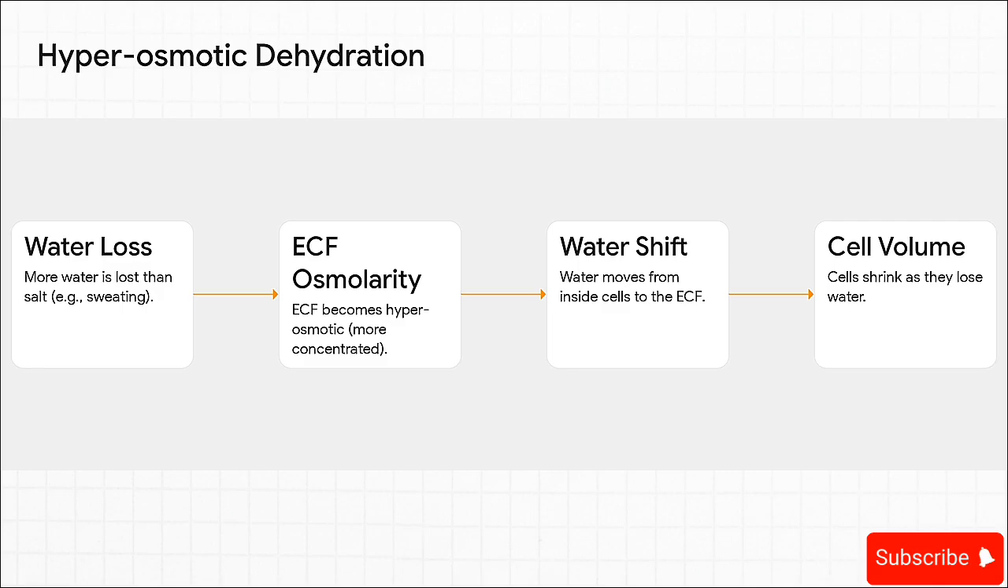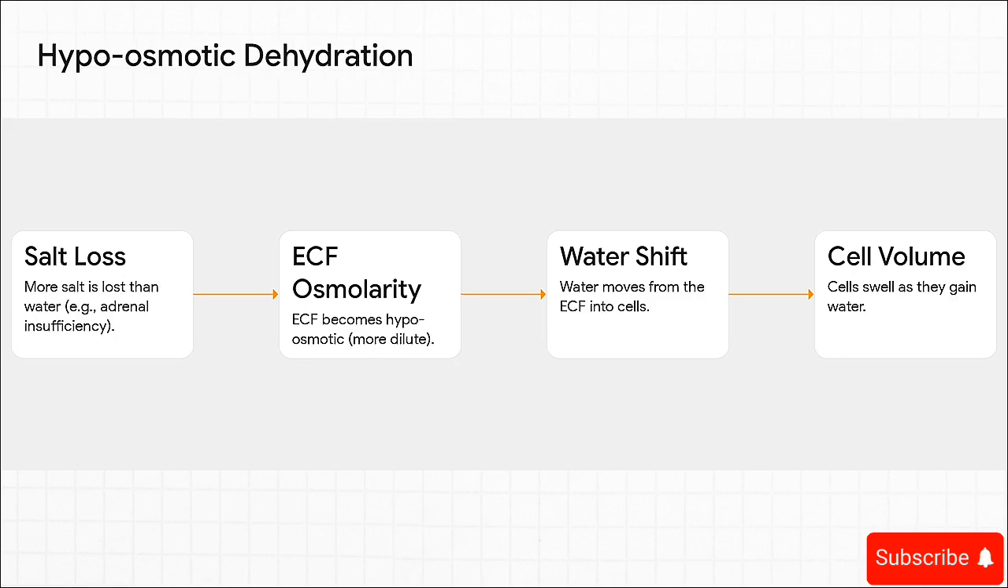Your cells actually shrink. And that cellular shrinkage is one of the main signals that tells your brain to yell, "Hey, you, go drink some water." Then you've got this third type, which is less common but really shows you how this works. In some rare medical conditions, your body can actually lose more salt than it loses water. So now the fluid outside your cells becomes really watery, or hypotonic. And in a total plot twist, water now rushes into your cells, causing them to swell up, even though your body as a whole is dehydrated.